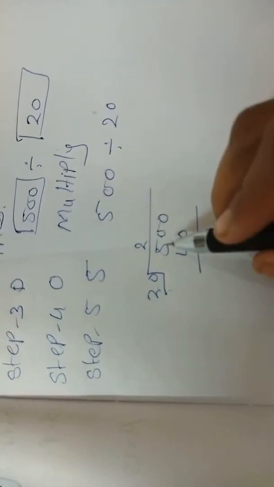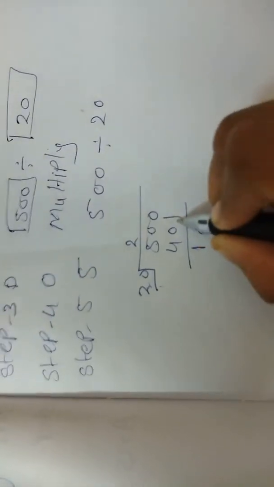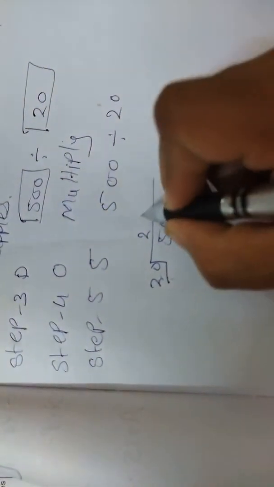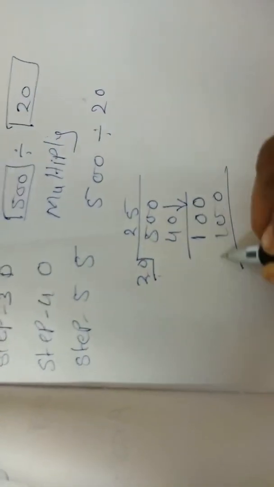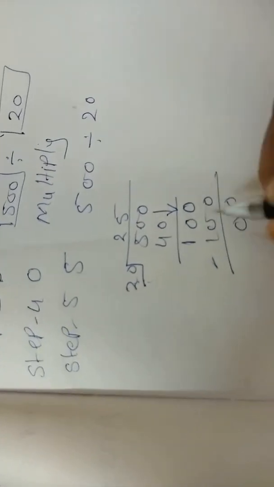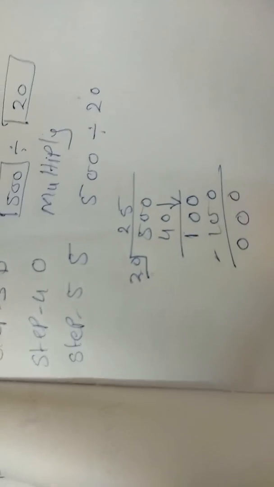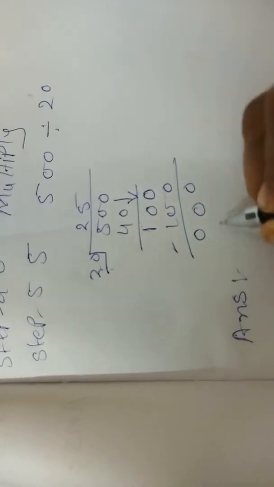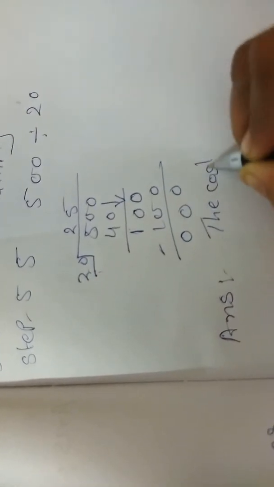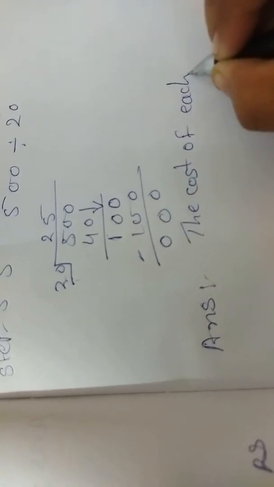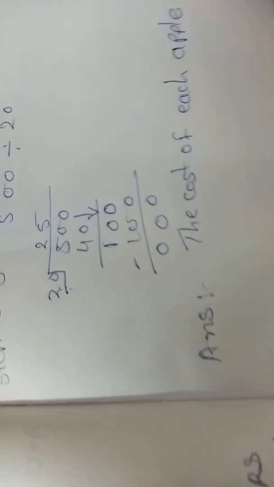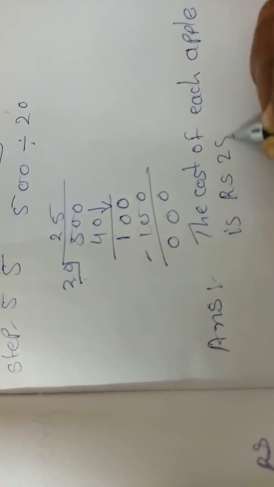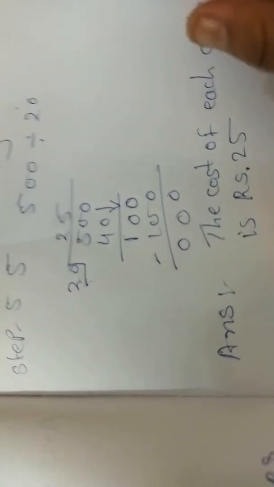0 minus 0 is 0. 5 minus 4 is 1. Bringing down the 0 here, 10. Next number is 100. 25s are 100. 0 minus 0 is 0. 0 minus 0 is 0. 1 minus 1 is 0. So the answer is the cost of each apple is rupees 25.